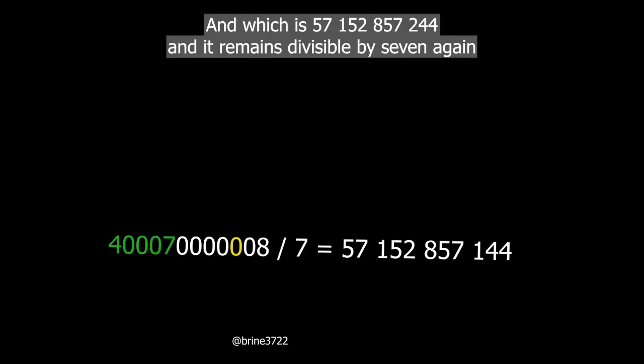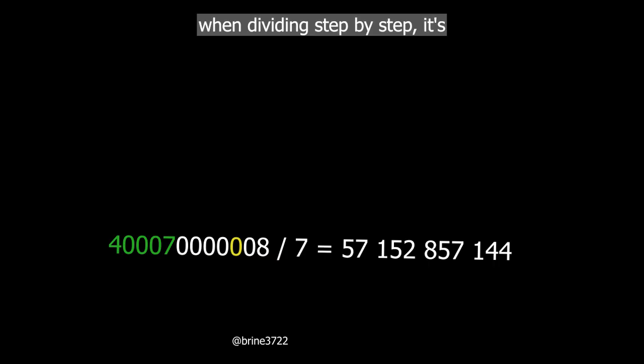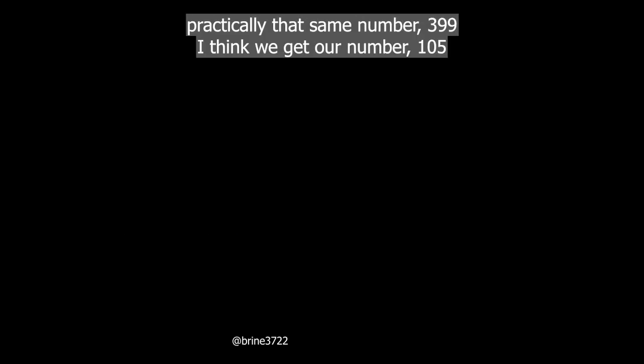which is 57,152,857,244. And it remains divisible by 7 again. When dividing step by step, it's practically that same number, 399, and then we get our number 105, then 2,000,00708 when looking at it step by step.